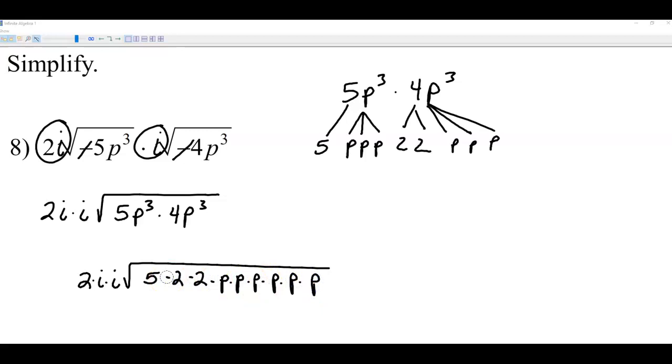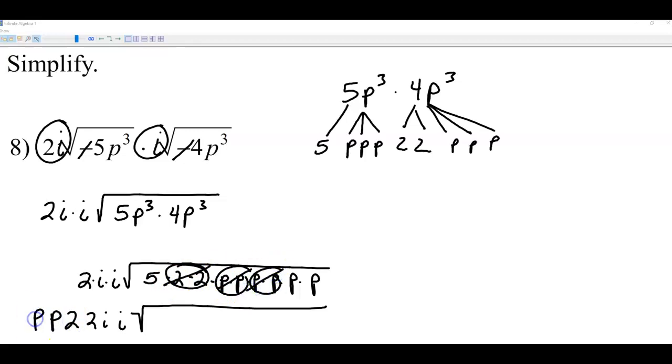All right, and for every pair, we could take one out. So let's do that. Let me put these ones in there real quick before I forget. We've got a pair of 2's, so I could take out a 2. Got a pair of p's, another pair of p's, and another pair of p's. And all that's left on the inside is a 5.